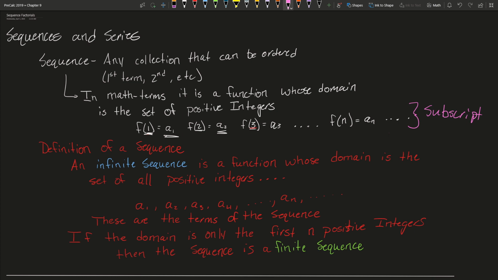There are two different types. There's an infinite sequence, which is a function whose domain is the set of all positive integers. So it's just an indefinite sequence of things. It can be numbered 1, 2, 3, all the way up until infinity. If the domain is only some number, so it's not infinity, it stops at some point, that is called a finite sequence. Okay, so I want to pause there real quick. If there are any questions, now would be a great time to ask about what's on your screen.